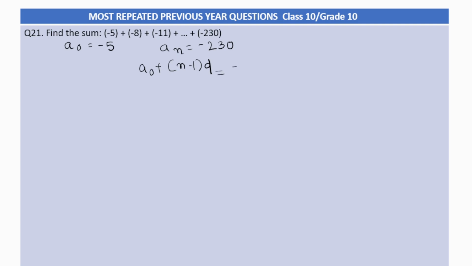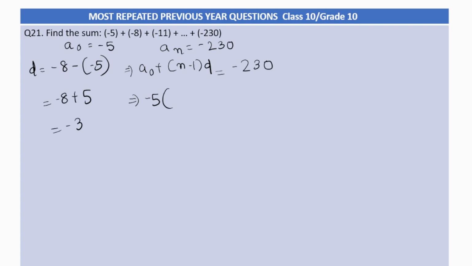So, now we can equate this with minus 230. We know the value of A0. A0 value is minus 5. And what is the difference? We can easily calculate. If we subtract any two consecutive terms like minus 8 and minus 5, we can get the difference. So, d value will be equal to minus 8, and we need to subtract from it minus 5. So, it will be minus 8 minus of minus 5, so minus 8 plus 5 upon removing this bracket, which is minus 3.